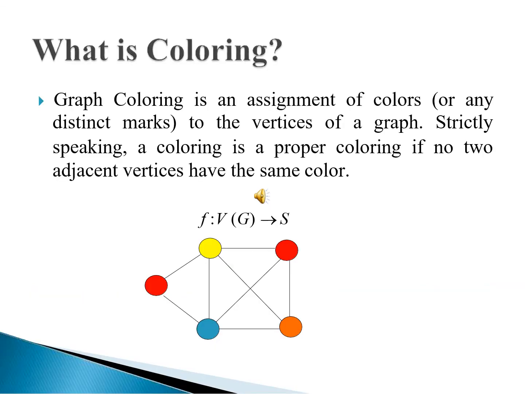What is coloring? Graph coloring is an assignment of colors or any distinct marks to the vertices of a graph. Strictly speaking, a coloring is a proper coloring if no two adjacent vertices have the same color. Example shown below. Here in this graph, adjacent vertices have different colors.